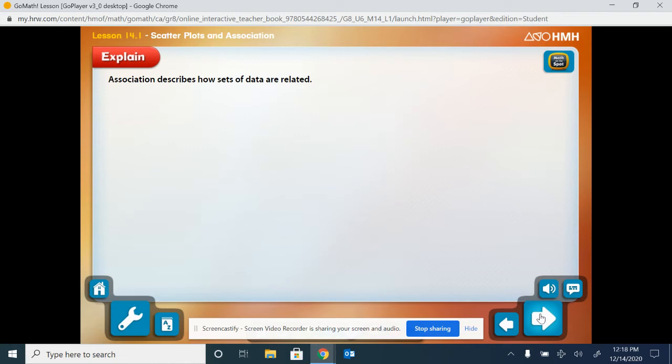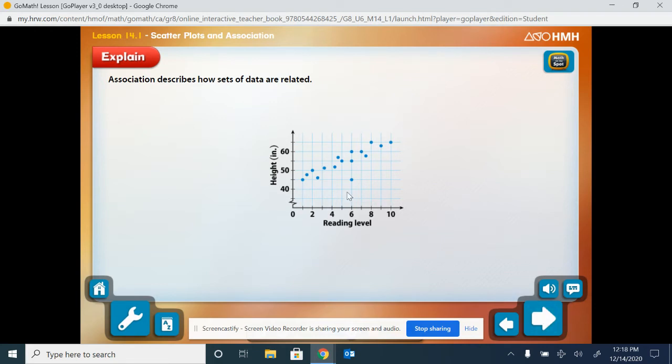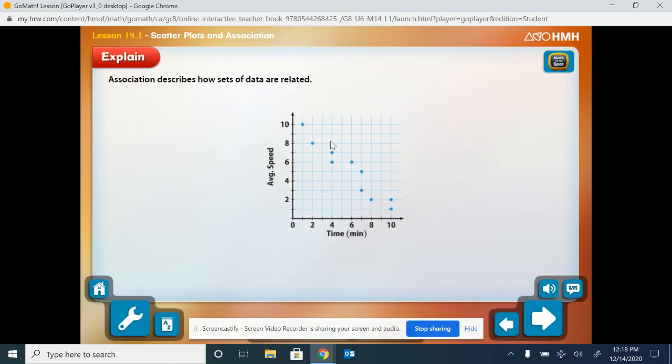Association describes how sets of data are related. Data points that lie basically along a line, as in this scatter plot, exhibit a linear association. A positive association means that both data sets increase together. For example, young children tend to get taller as they get older. A negative association means that as one data set increases, the other decreases.